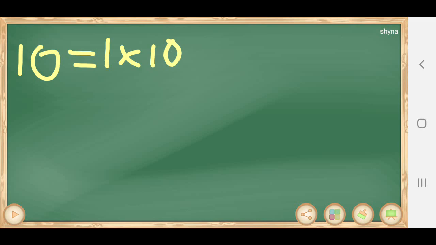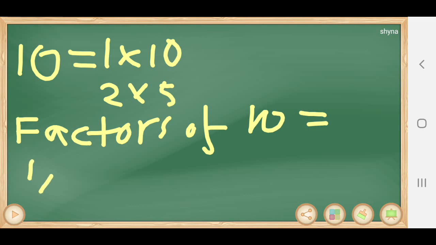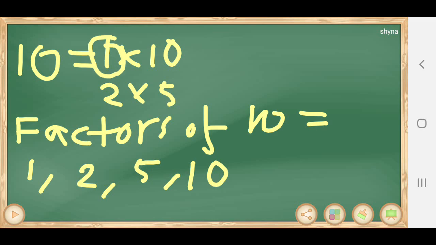So, let's do another number, that is 10. How can you write 10 equal to 1 into 10, then 2 into 5, any other number, 3 into something? No. 4 into? No. Then 5 into 2, that already written. So, you can write factors of 10 is equal to 1, 2, 5, 10. Can you understand in what order I am writing? First 1, then 2, then 5, then 10.